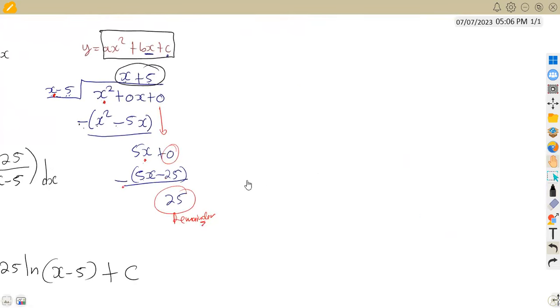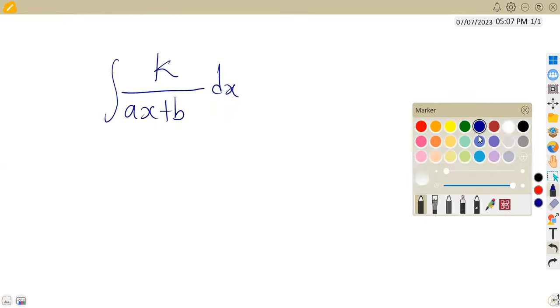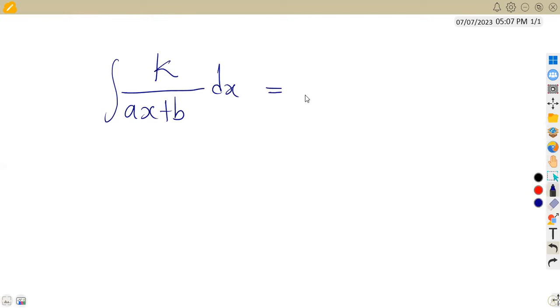So let's say you were given to integrate, because I talked about the integral, where in this case they might give you a condition where we are given k over ax plus b with respect to x. Remember what we said from this part, that this is going to give us k. We are going to have this part as it is. So this is going to give us k ln of ax plus b in this case. Then we divide by the derivative of this part, which is a in this case. So everything divided by a plus the constant of integration.